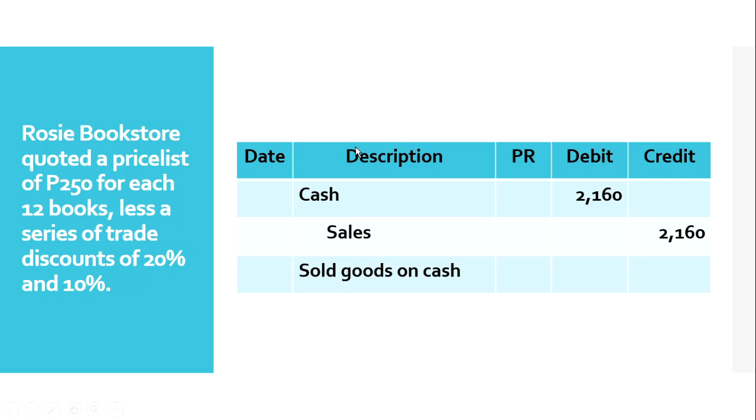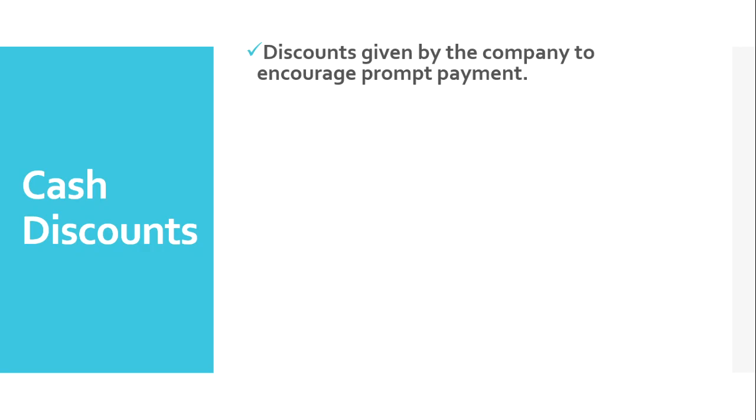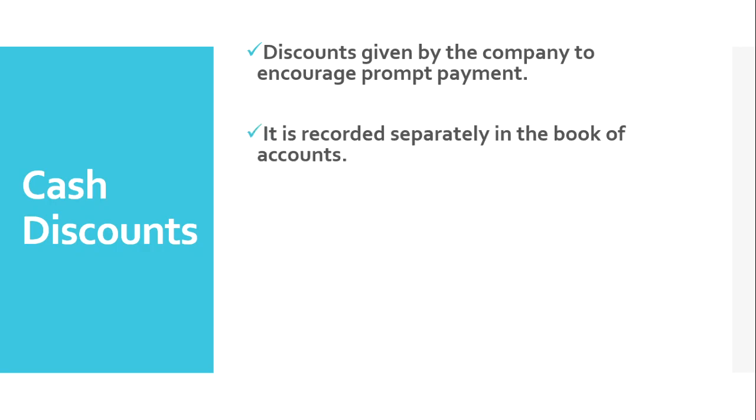Now, let's discuss cash discounts. Discounts given by the company to encourage prompt payment. So, ibig sabihin nito, ito naman ang binibigay ng company ng mga seller sa buyer para ma-encourage nila na magbayad agad-agad si buyer. Also, it is recorded separately in the book of accounts. So, ibig sabihin, this time around, si cash discount, nire-record siya sa book of accounts or gino-journalize siya.